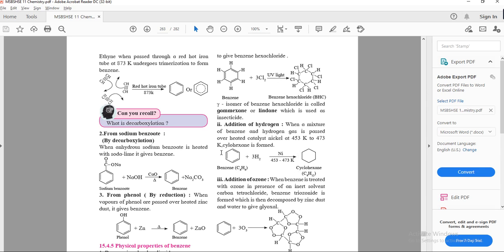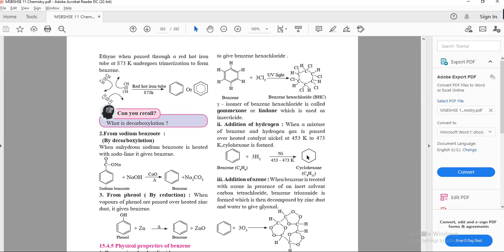The reactant molecule is benzene, a conjugated ring, but after formation of the product, the product is what? Cyclohexane, and it is not an aromatic compound. The benzene is treated with hydrogen gas, and this gas is passed over the heated catalyst nickel at 453 Kelvin to 473 Kelvin. This value is temperature. So the cyclohexane ring is formed here.